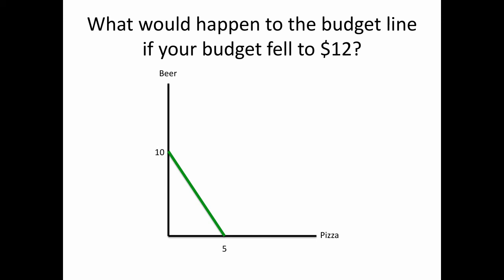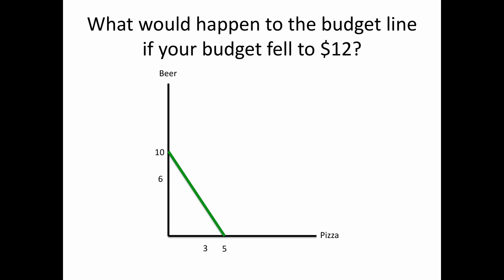Let's just suppose for the sake of argument that my budget fell to $12. So I only have $12 when I'm going out for a pizza and beer night. Well, if all I was going to do was consume beer, and beer costs $2 a bottle, I would consume up to 6 bottles of beer. If I had $12 and all I was going to do was consume pizza, then I would consume up to 3 slices of pizza.